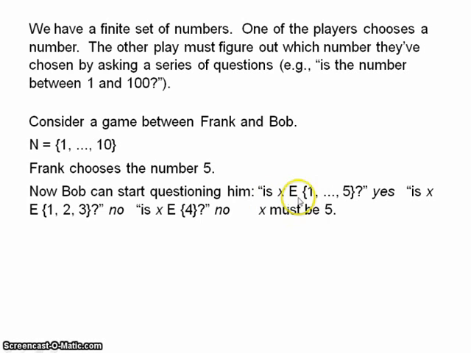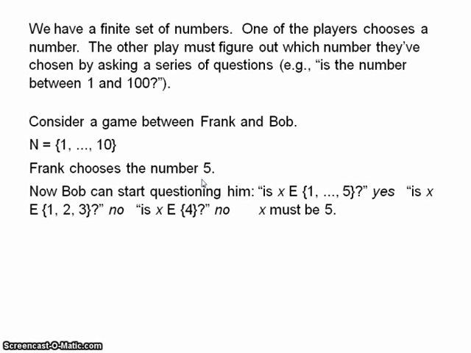Anyway, he asks, is x an element of 1 to 5? Frank says yes. Is it an element of 1, 2, 3? Frank says no, and so on. And he can say in the end that x is 5. Now, what is obvious about this is that our search space can be any finite collection of numbers, and we have a simple decision procedure for finding our number.